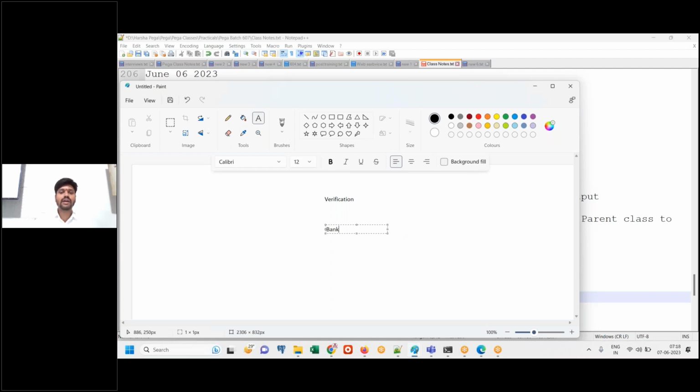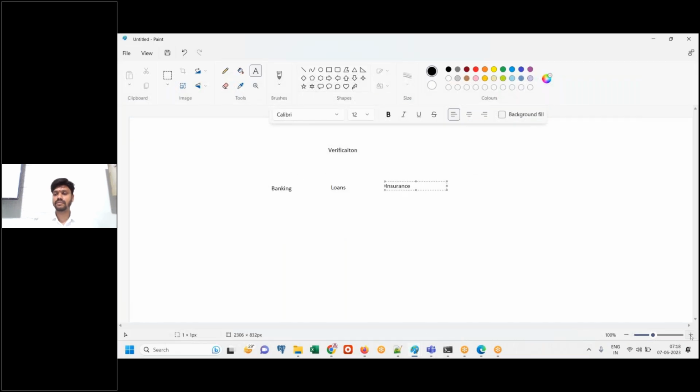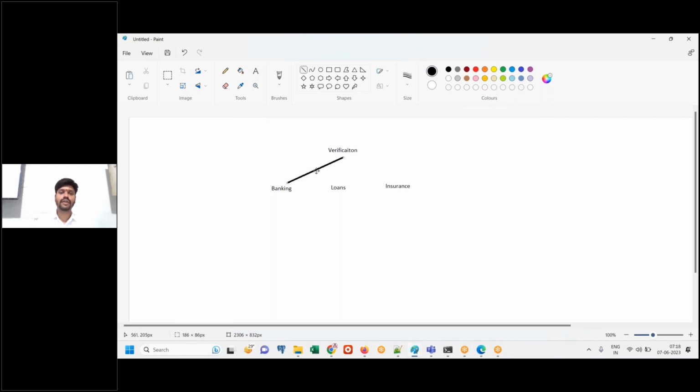So bank will come here. Sorry, not bank. Hold on. Verification. Let's take, for example, loans. Banking also I will write, banking, insurance. Okay, I will maximize this. Insurance like this, and here you go. Relation is required. Here you go. Understand clear, everyone? So only when these lines of connection are there, then only it can access.